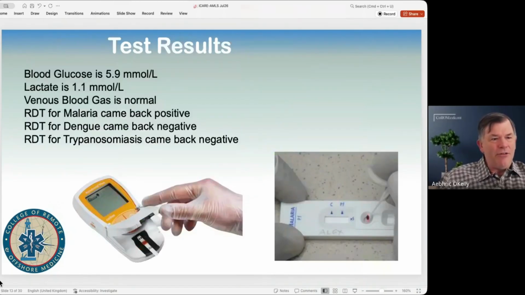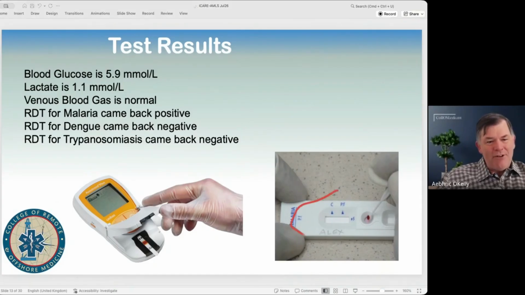So let's get some test results. So our glucose was 5.9. Lactate came back as 1.1. Let's trend it, shall we? Because anything over 2 is a big red flag. But if it's 1.1 now and 1.6 in 20 minutes, that's also a red flag. So our venous blood gas is normal, which means the white blood cell is normal. So the malaria came back positive, dengue came back as negative, and trypanosomiasis came back as negative.